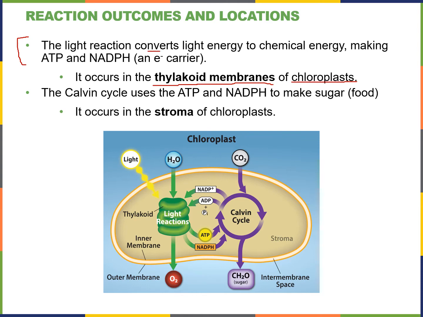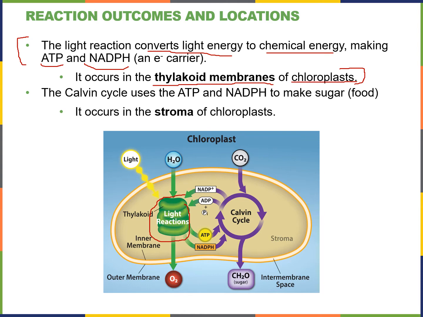So again, we're converting the light energy to chemical energy, and the products are adenosine triphosphate and NADPH. Really important to know here. This is going to be a test question for sure. It occurs in the thylakoid membranes of the chloroplast. So again, right here in the picture, the thylakoid membranes. We've already talked about the thylakoids.